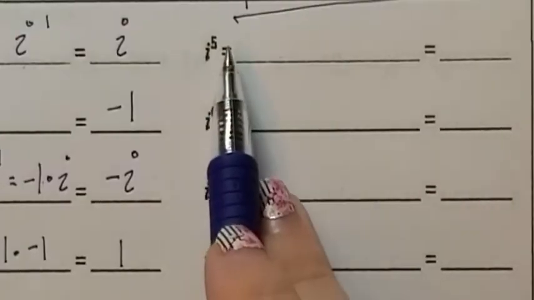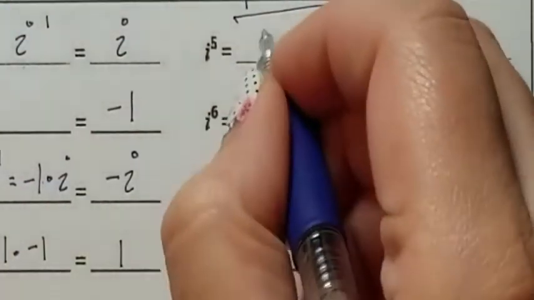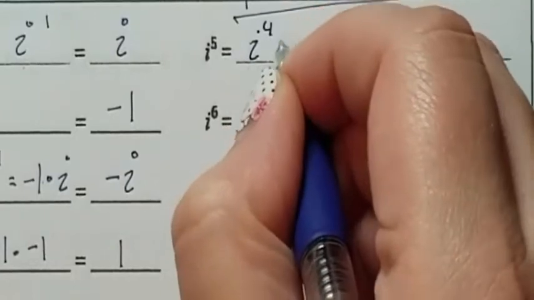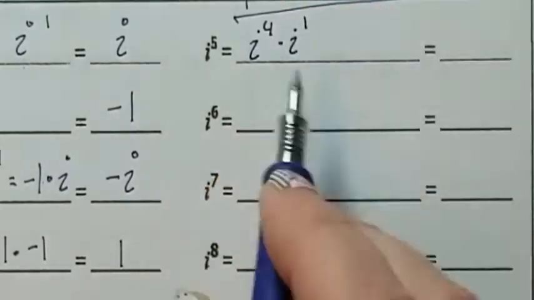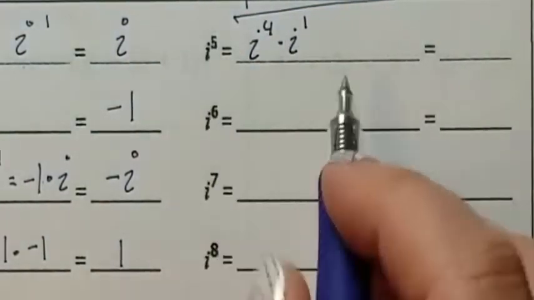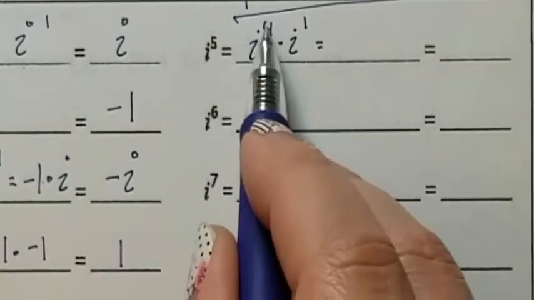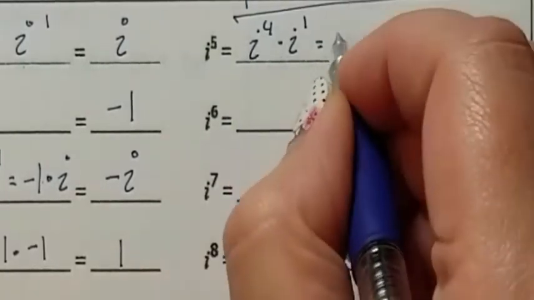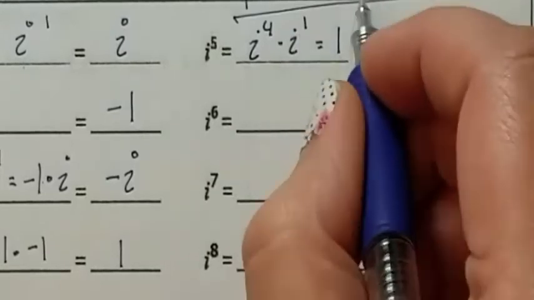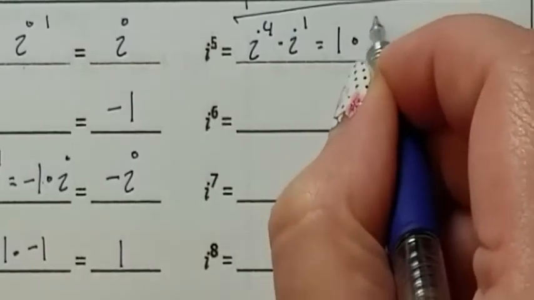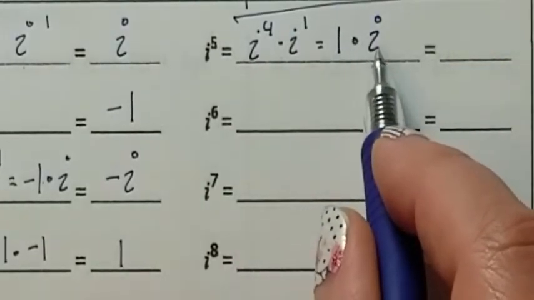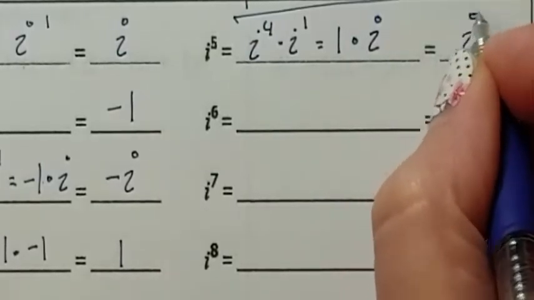Well, what about i to the fifth? I know I can get i to the fifth by taking i to the fourth and combining it with i to the first, because 4 plus 1 is 5. Well, what is i to the fourth? You told me i to the fourth was 1. What is i to the first? You told me i to the first was i. So what is 1 times i? 1 times i is i.